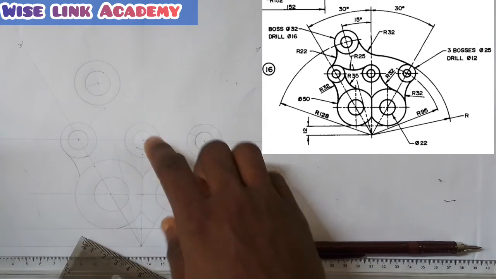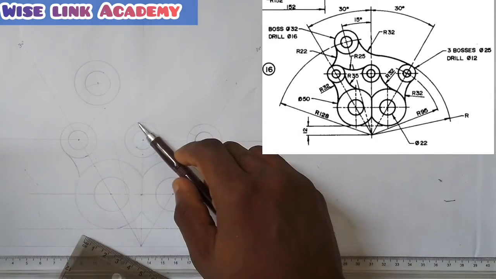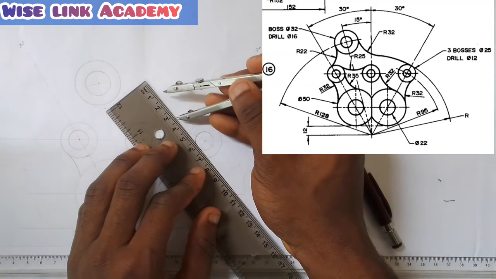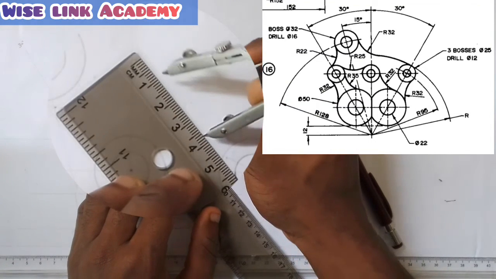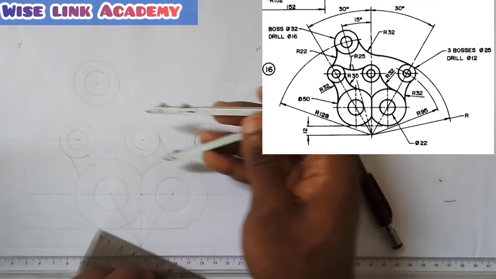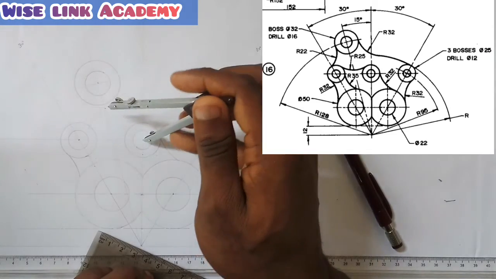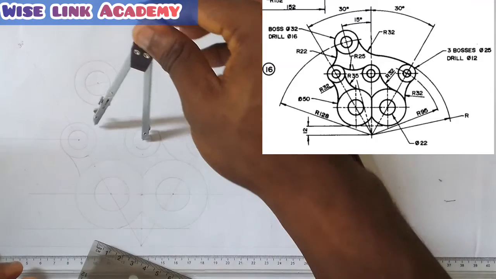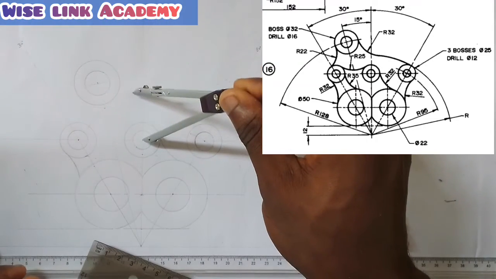So I'll simply add what I used to draw this bigger circle here, which is what? 12.5. So 12.5 plus 25, I will have 37.5. So measure 37.5 at this point here. Come to this point here, strike an arc upward, right? Strike an arc upward this way, right?